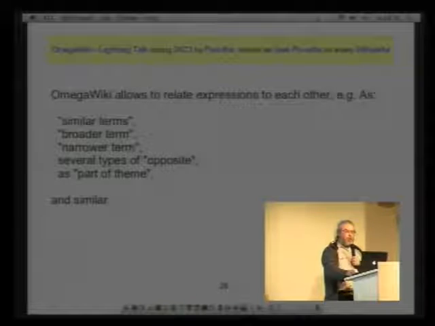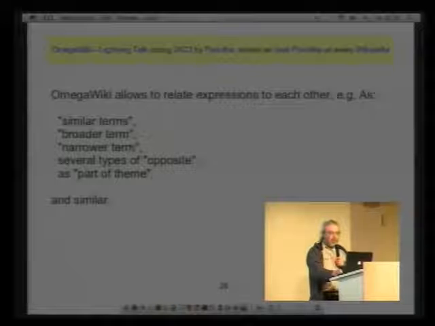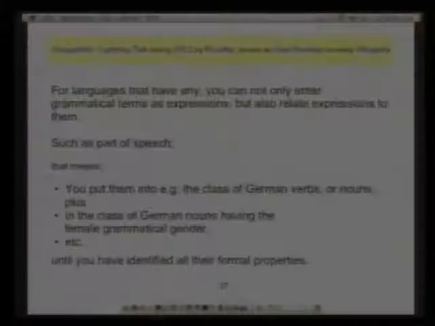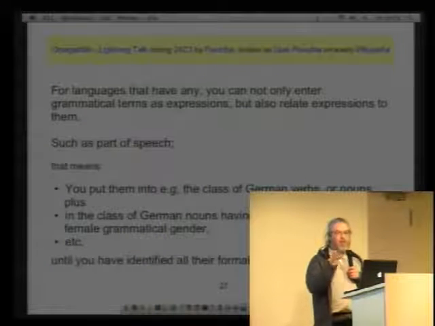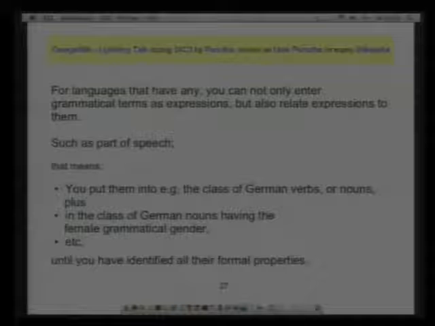In OmegaWiki you can relate something to expressions, you can relate expressions to each other, you can assign attributes to expressions, you can put them in collections. And one of the interesting collections is that once you have the grammar terms of a language in OmegaWiki, you can relate words and expressions to those grammar terms, which means that you classify them and that you then know how they are grammatically used in languages that have grammars.